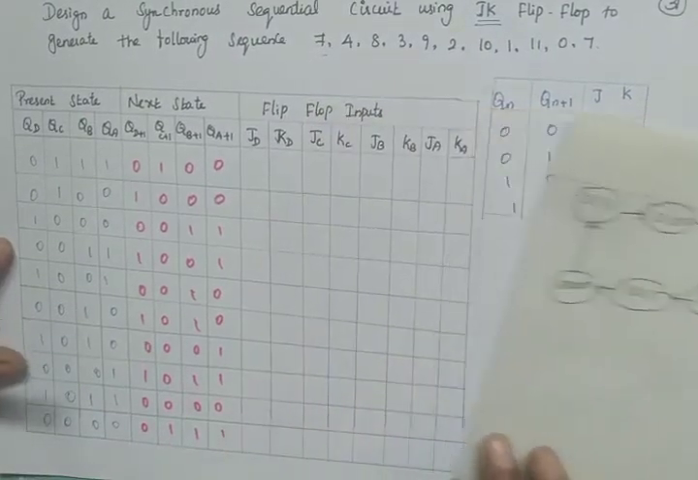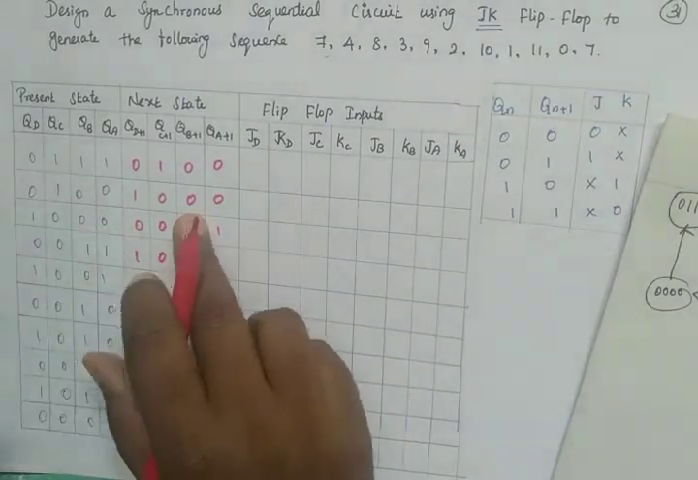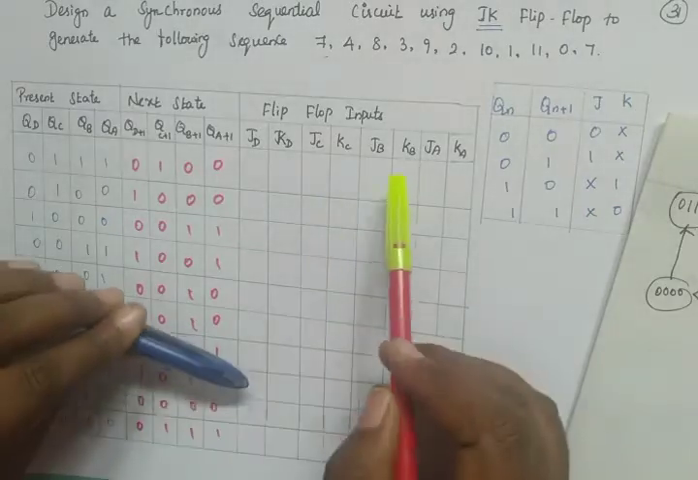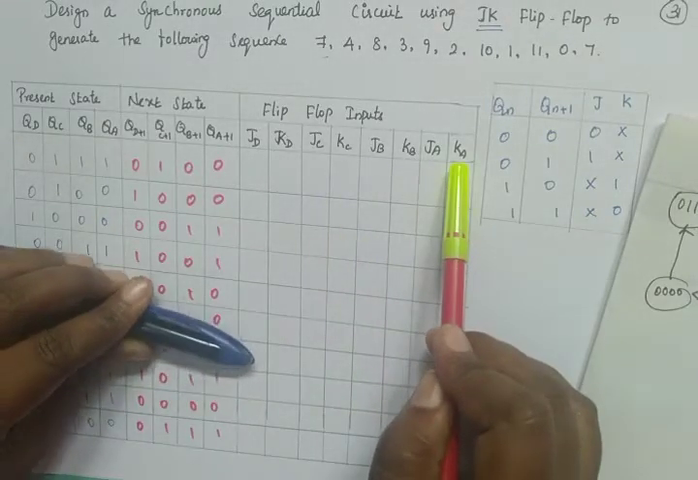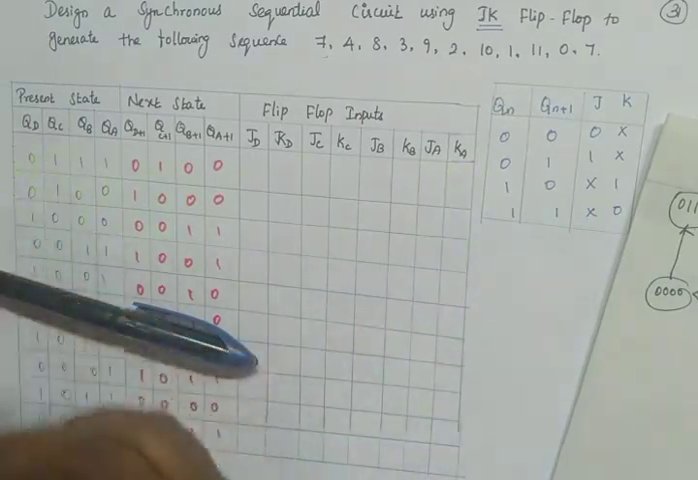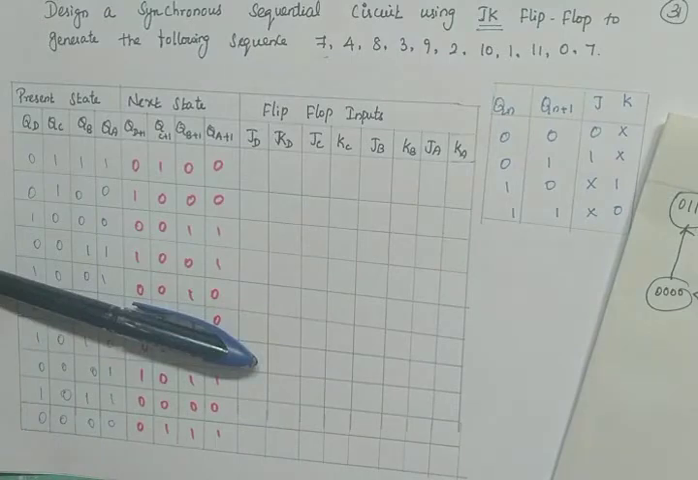So we have written the present state and next state. Now what we have to do is write the JK flip-flop inputs. So how can we write the JK flip-flop inputs? This is the JK flip-flop, so for the present state and next state of A, we use the excitation table. Wait, I'll change the color.